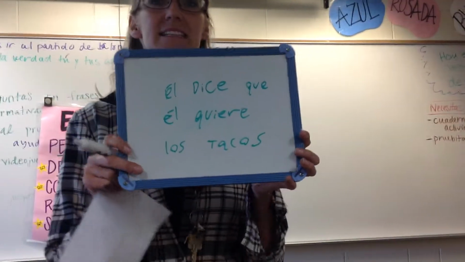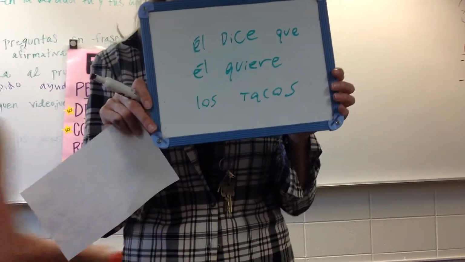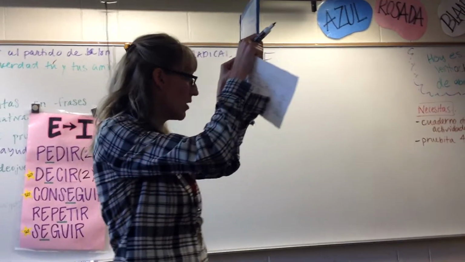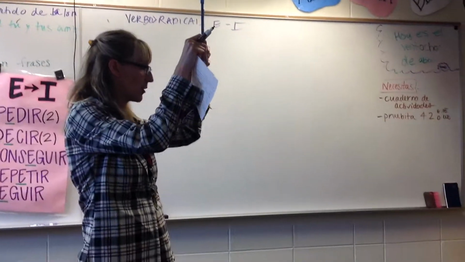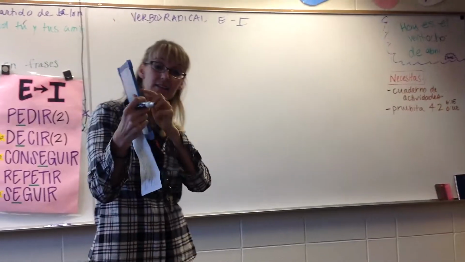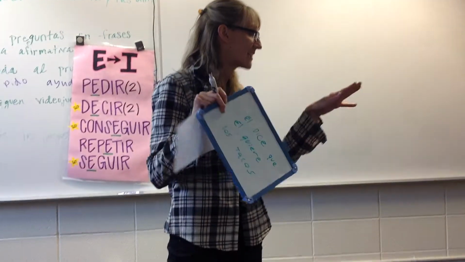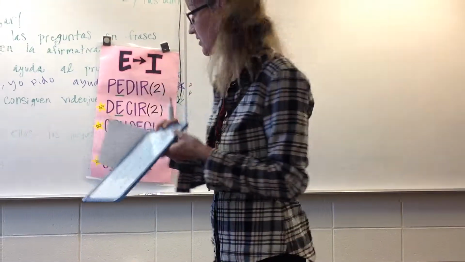We have repite, él dice. ¿Qué quiere? Los tacos. I thought you couldn't conjugate two in a row. Yeah. What makes us able to conjugate both of them? It's the that. Because it has a that in between it. He says that he wants tacos. But that's a good, I like that you're thinking about that.